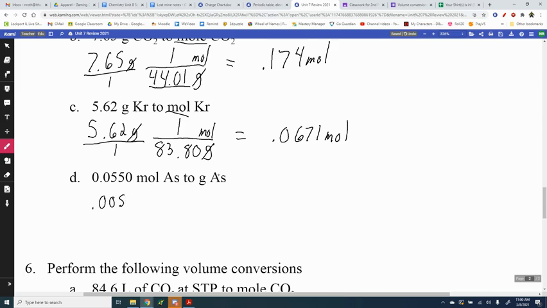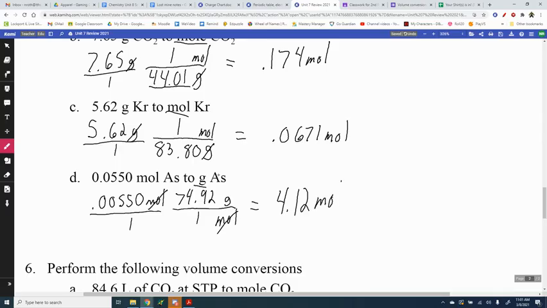Last one. 0.0550 moles over 1. We do our conversion factor. Moles, we are going to grams. 1 next to moles. Molar mass of As, which is 74.92. Moles cancel out. We're left with grams, which is where we want to be. So now we multiply. We get 4.12 grams. All right, there we go for that.